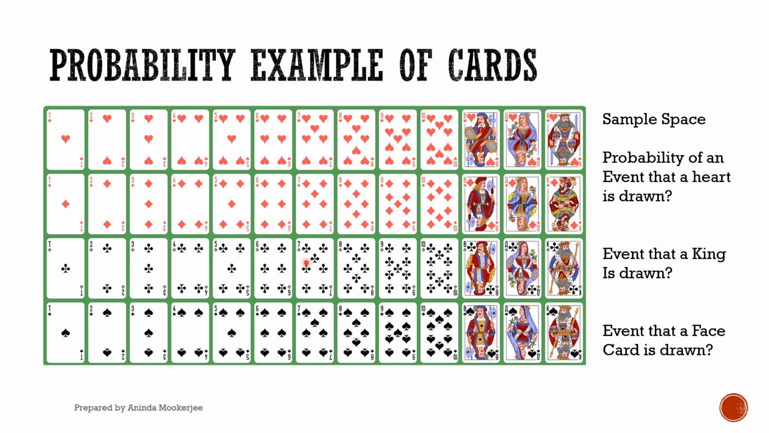In a deck of cards, first of all, there are 52 cards in all. Let me write that down here. The total number of cards in a deck is 52. And out of that, there are 4 different suits. What we call here is suits.